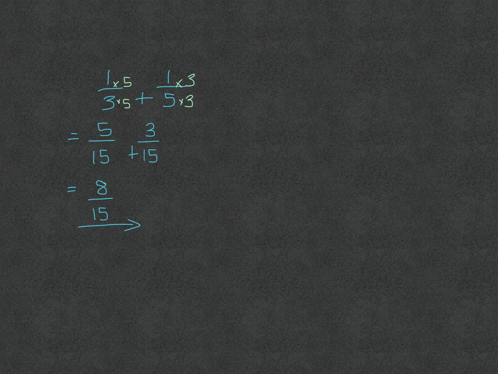Let's recap. When we add and subtract with fractions, the denominators have to be the same. We do that by finding the lowest common multiplier. Once the denominators are the same, we can add the numerators. And that's adding with fractions. Just remember, you cannot add or subtract unless the denominators are the same.